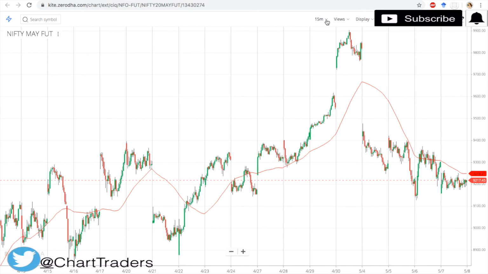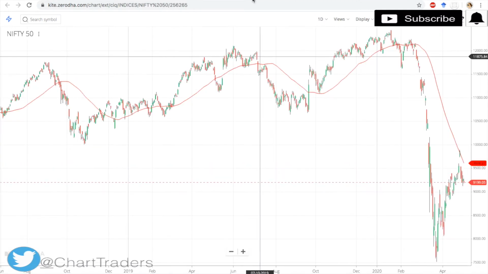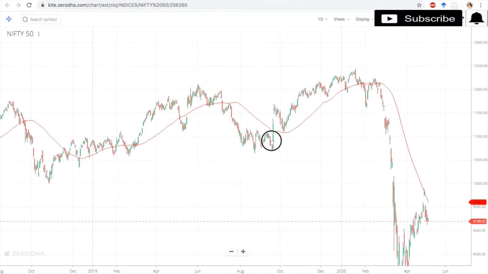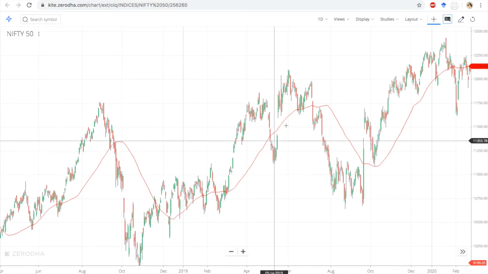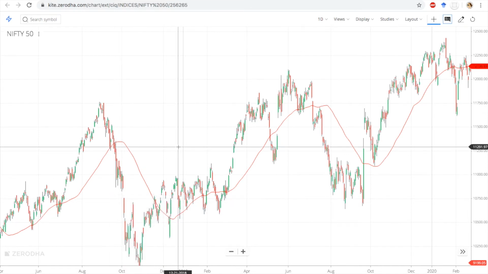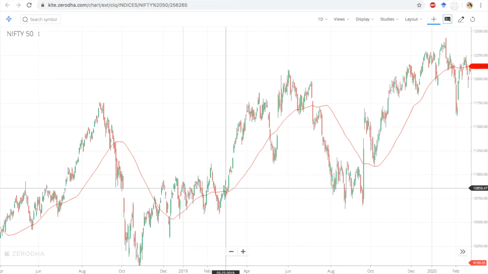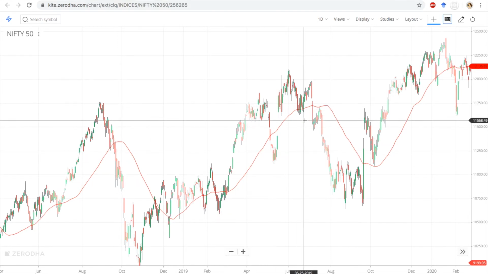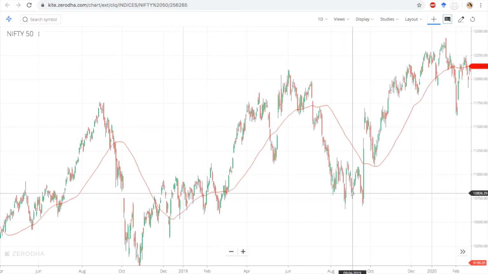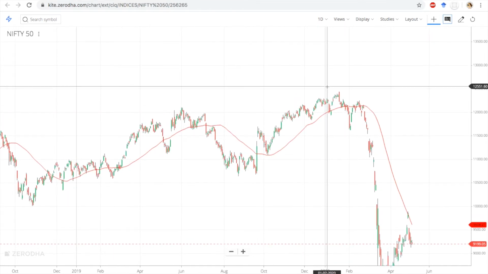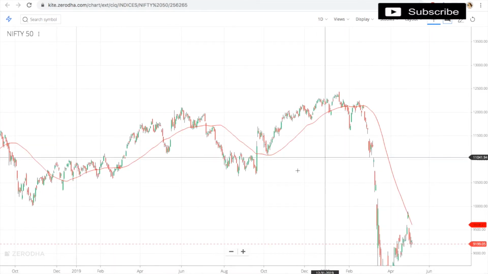The time frame is daily. We will take Nifty 50. You can see this red line is the 50-day moving average because we are on the daily time frame. When the price is above the 50-day moving average, the trend is an uptrend. When the price is below the 50-day moving average, the trend is a downtrend. Same here: above is uptrend, below is downtrend.